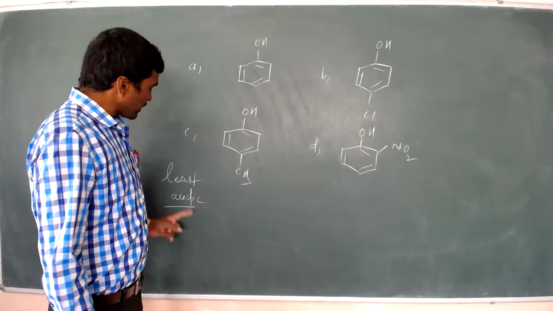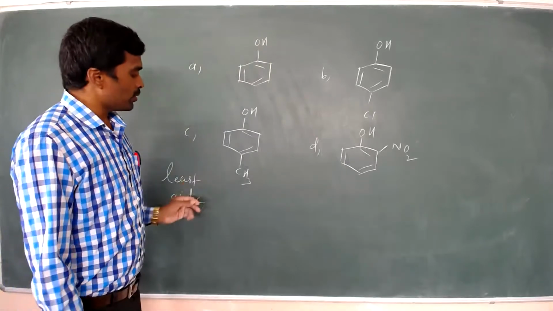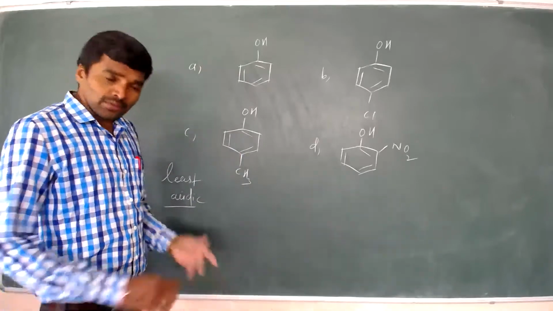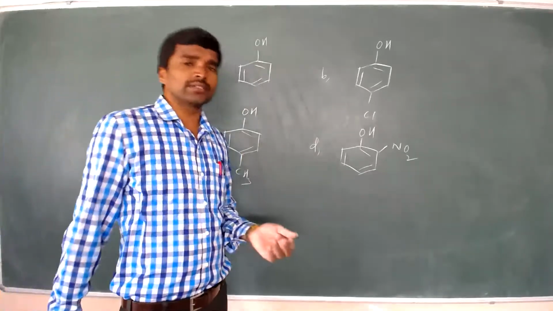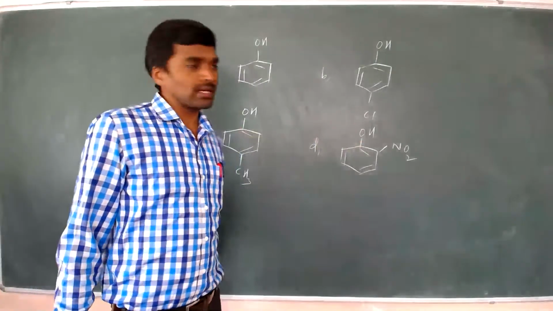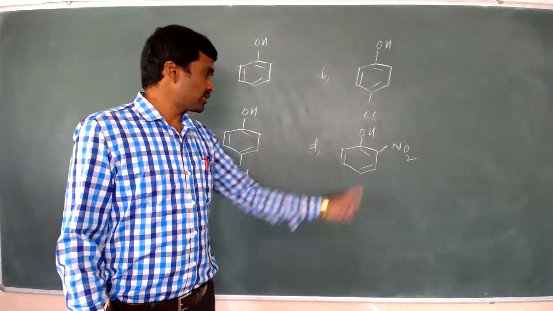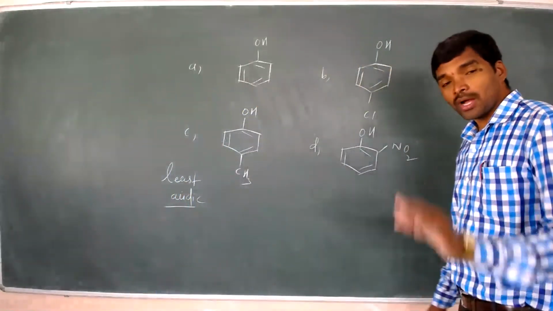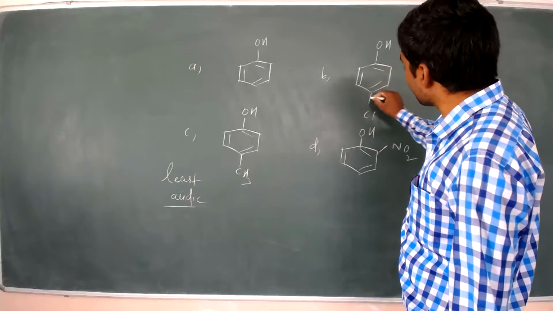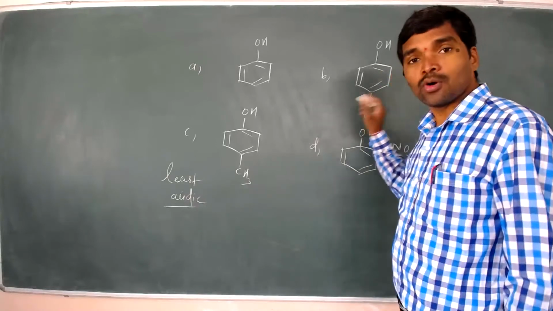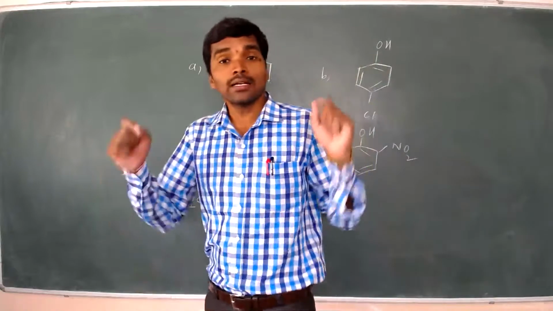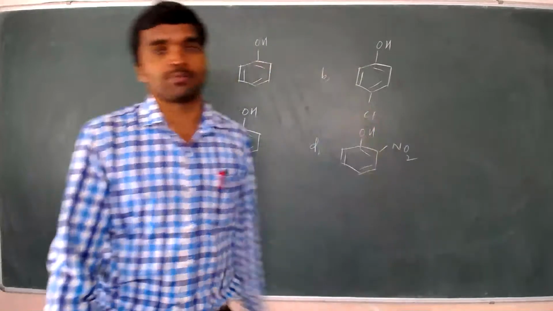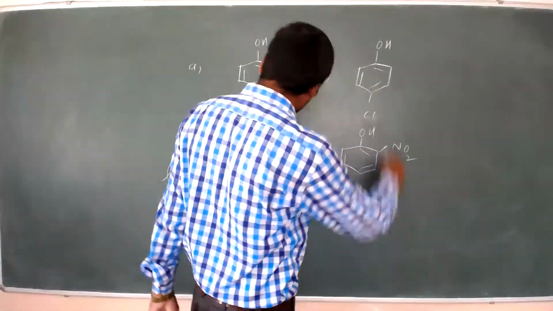Among the four compounds, where electron donating groups are present, that acts as the least acid. So option C is least acidic. If the same question asks which is the strong acid, electron withdrawing groups are there, so that is D. Chlorine attached to a phenolic compound acts only as an electron withdrawing group. You remember this point. So this is also a withdrawing group.